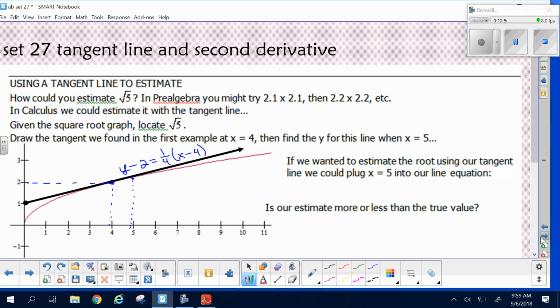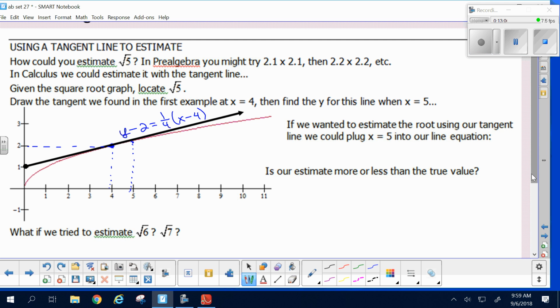It's linear. So we're going to put 5 into our tangent line equation, and we would get something like y equals 2. I'm going to move the 2 over there. Cool?